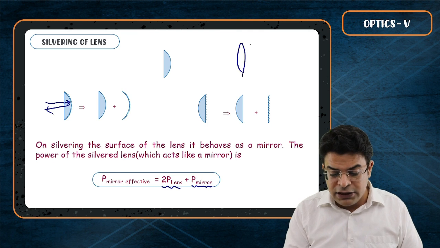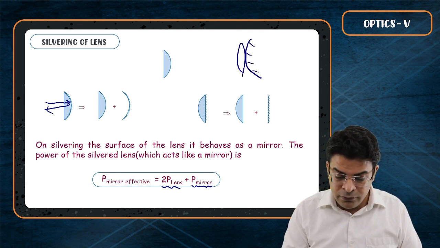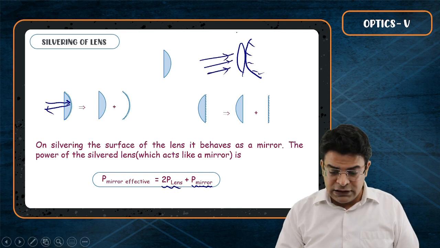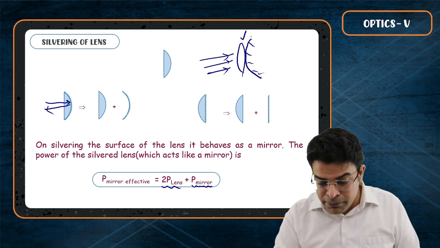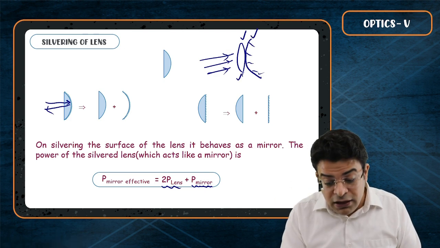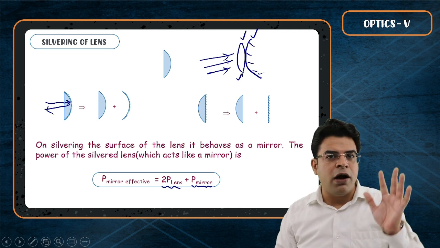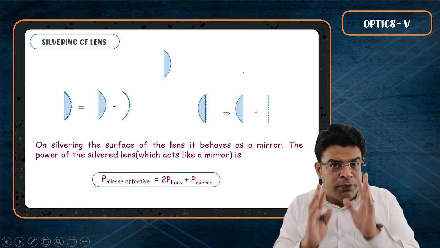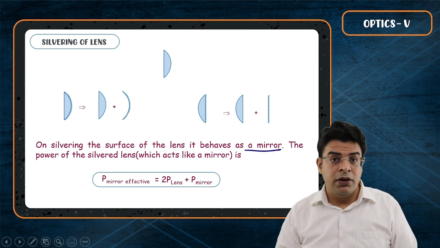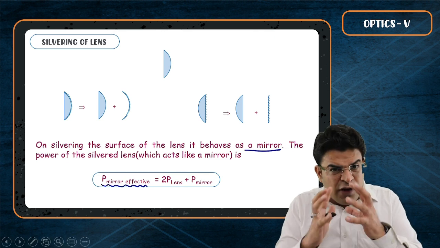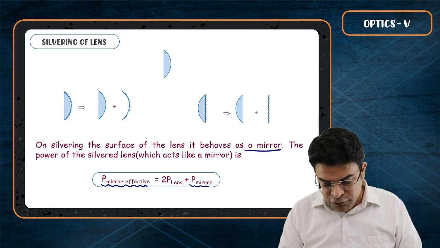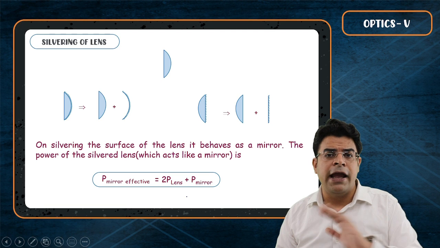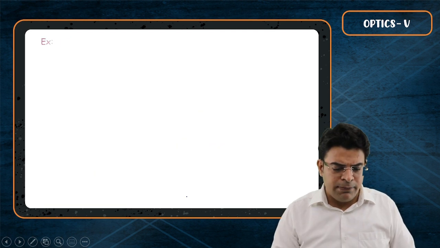So if you have a lens and a mirror, let's say, if you shoot some rays of light over this combination, first the lens will refract, then the mirror will reflect, then the lens will again refract. And the beauty of power is that power can be added up directly. So overall this combination acts like a mirror, and the power of the effective mirror formed is nothing but power of mirror plus 2 times the power of lens. And if you know how to write the power of mirror and the power of lens, game over right here. So let's see one example to understand this better.